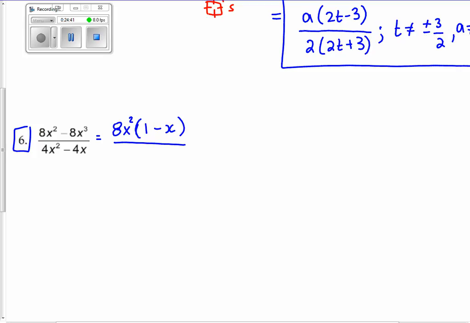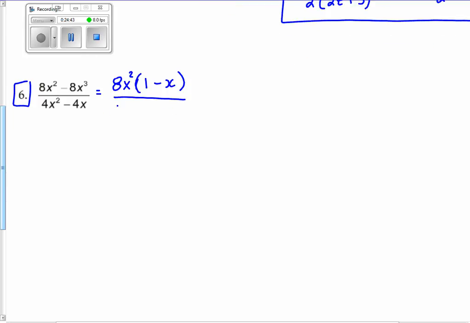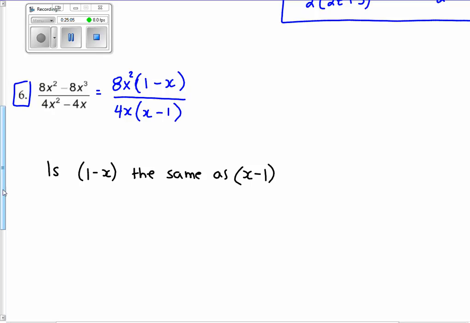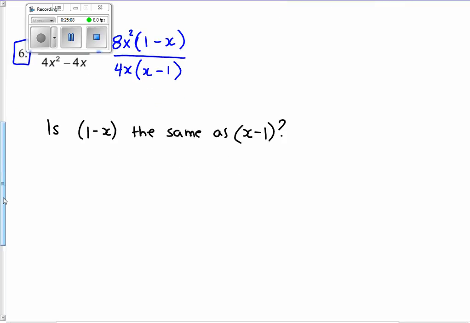Okay, on the bottom, what can we factor out? 4x, and we're left with x minus 1. Very good. Now, I have a question for you. A big question. Is 1 minus x the same as x minus 1? The answer is almost.